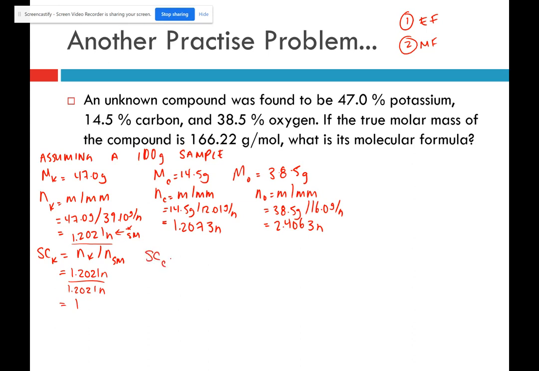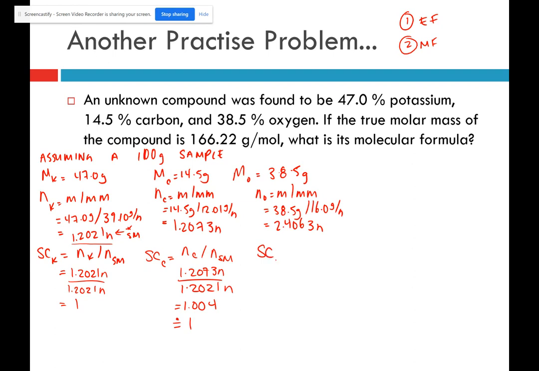Our subscript of carbon is going to be moles of carbon divided by moles of whatever is the smallest number. So that'll be 1.2073 moles divided by the smallest number, 1.2021 moles. It's going to give me 1.004, which is pretty close to 1, or approximately equal. When you see that little squiggly symbol, that's saying it's equal to about.